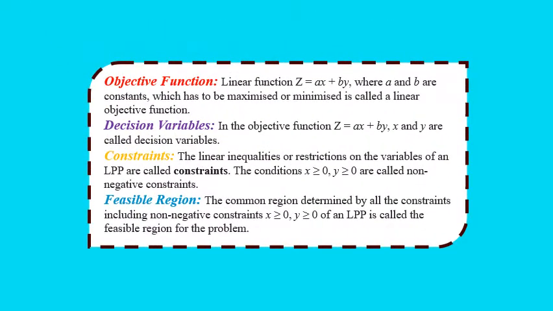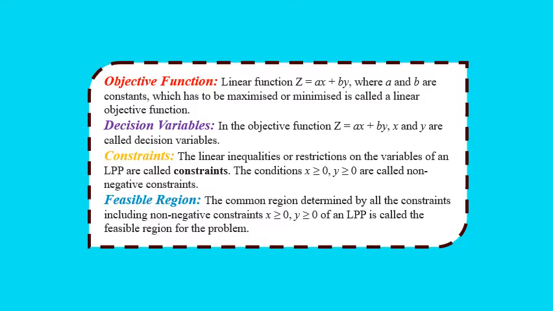So let me tell you the meaning of objective function. A linear function z equals ax plus by, where a and b are constants, which has to be maximized or minimized, is called a linear objective function. So the function which we need to maximize or minimize is called the objective function. Now decision variables. In the objective function z equals ax plus by, x and y are called the decision variables, the variables on which the function depends.